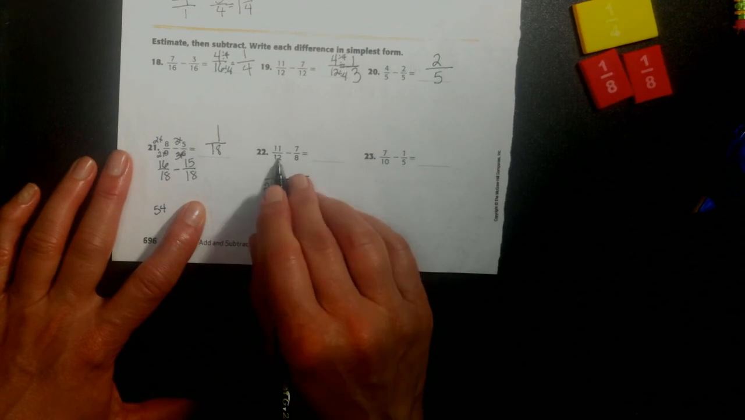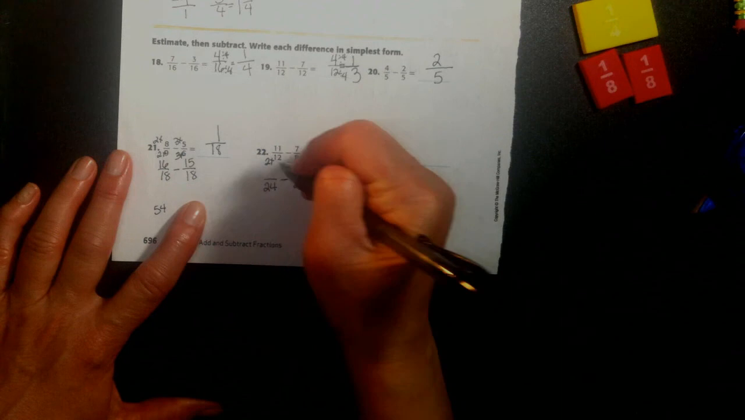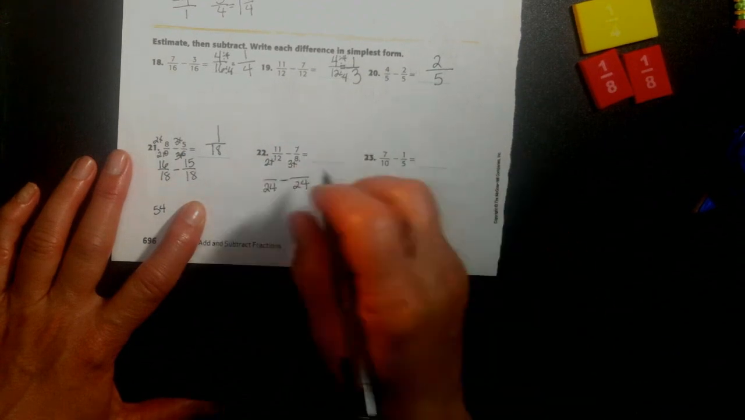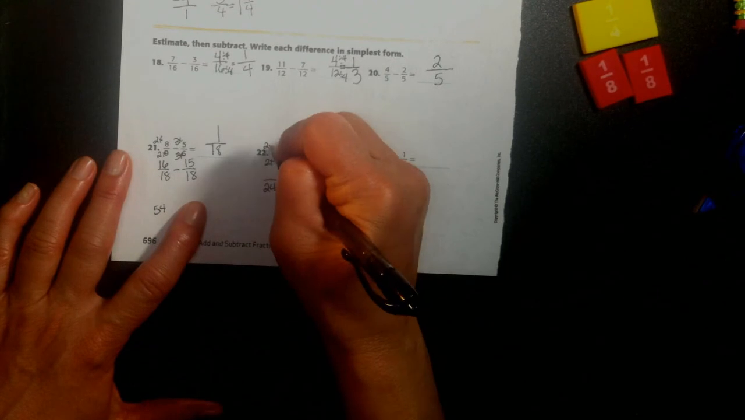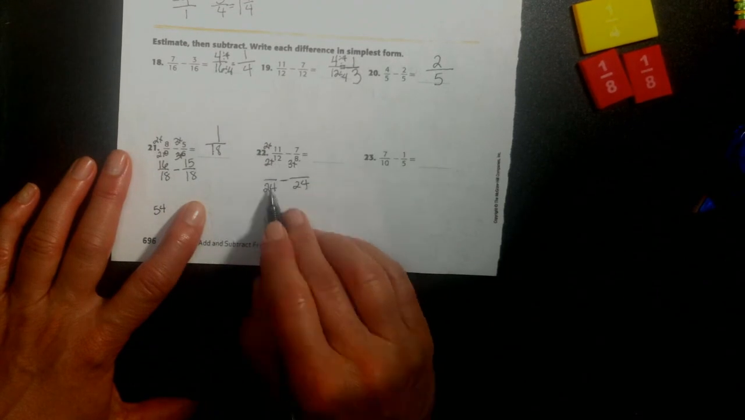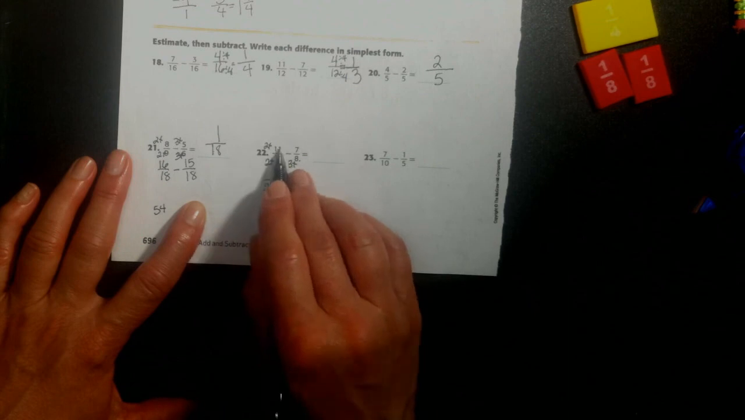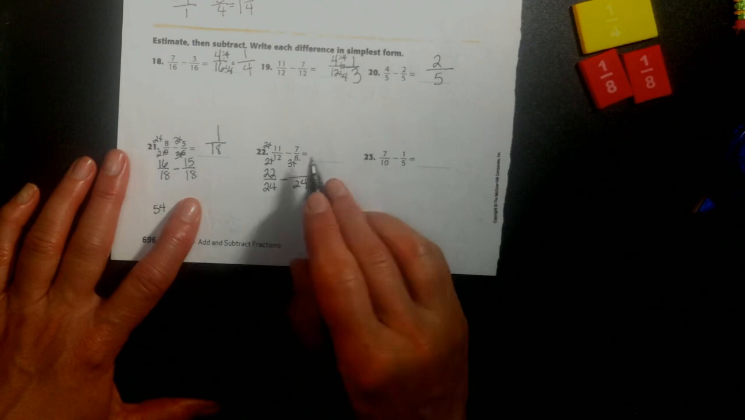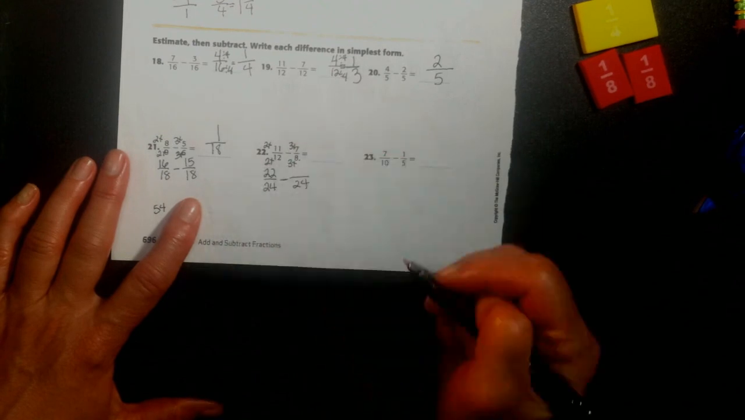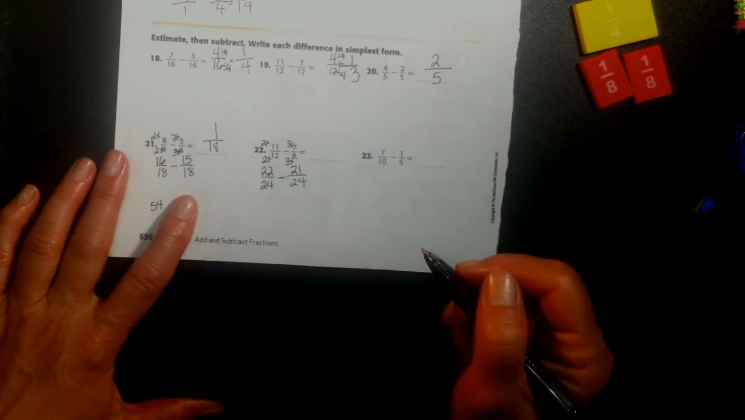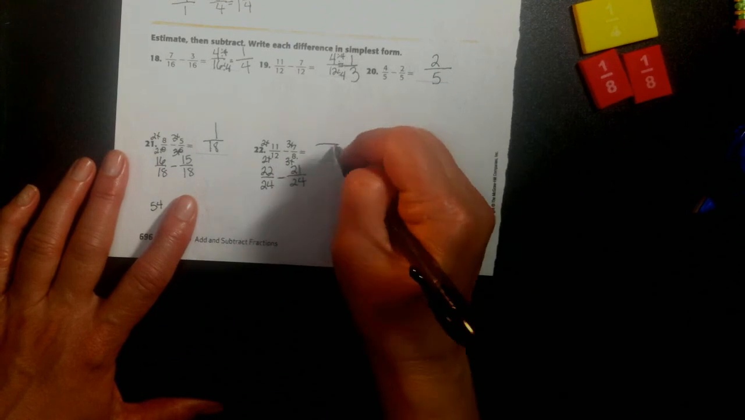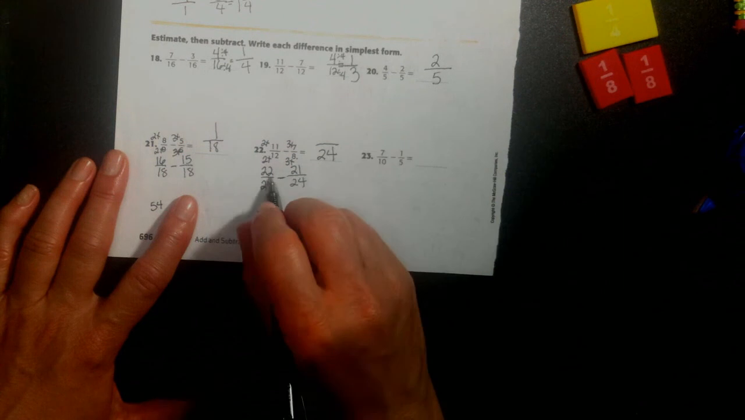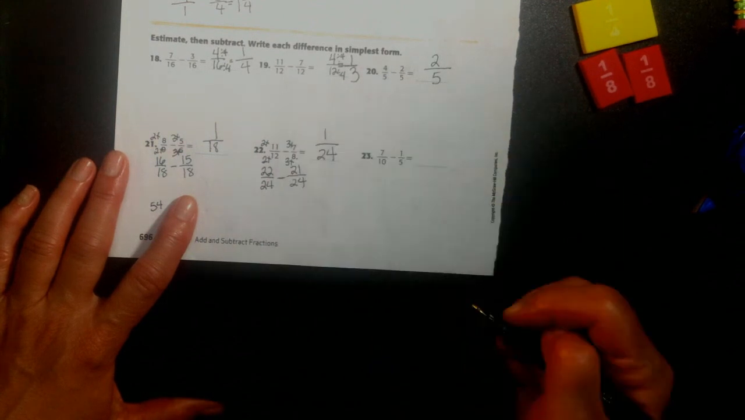To turn my 12 into a 24, I multiplied it times 2. To turn my 8 into a 24, I multiplied it times 3. Whatever I do to the bottom, I have to do to the top. So I turned my bottom into 24, and I have to turn my top into 22 because I take 2 times 11. Here I did 3 times 8 on the bottom, so I have to do 3 times 7 on the top, which is going to be 21. Now I can subtract. Denominator 24, 24, 24. Subtract 22 take away 21 is 1.